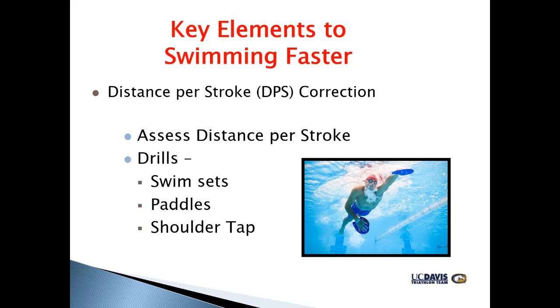Okay, so distance per stroke correction. What are the things that we need to address here? First, you need to assess your distance per stroke. How many strokes are you taking per length, per 25? That's what you need to assess, because that's how you're going to measure and count what your improvement is over the course of time. Then, of course, there are drills or swim sets that will help you to make changes, and those include swim sets themselves, just literally the sets that you do every day. There are things in the way you can set up those sets to make changes to your distance per stroke.